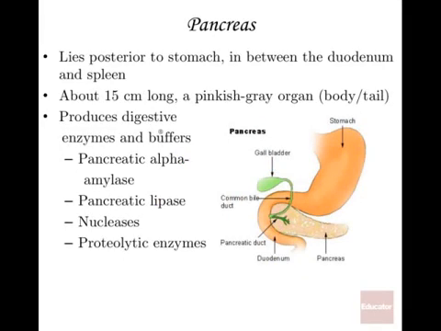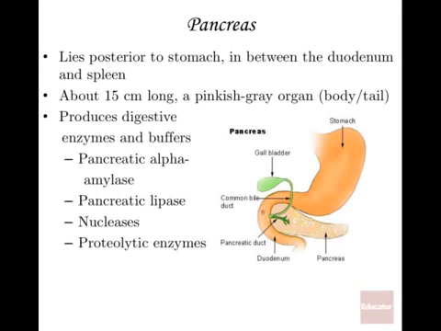The pancreas. This is an endocrine organ. It has a lot to do with hormones, but it also is a definite part of the digestive system. It lies posterior, just behind the stomach, in between the duodenum and the spleen, which is a lymphatic organ, part of your immune system. It's about 15 centimeters long, it's pinkish gray, and it's got a body and a tail. So here's the body of the pancreas. The tail is kind of that tapered part that's closer to the left side of your body.